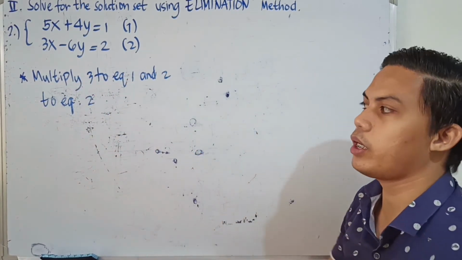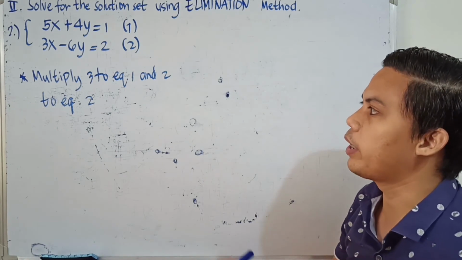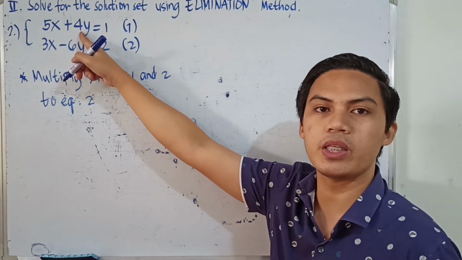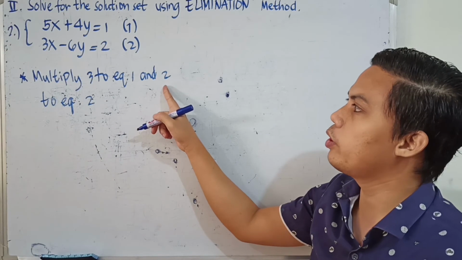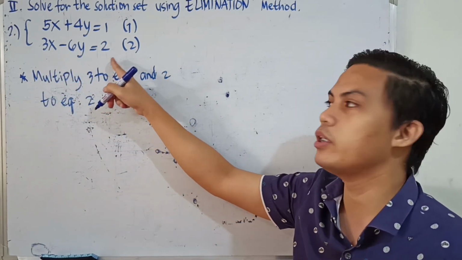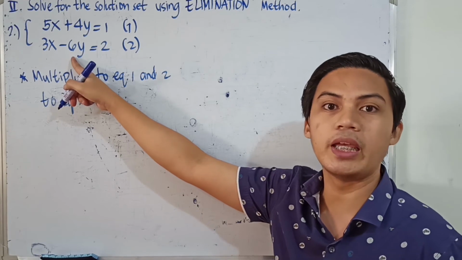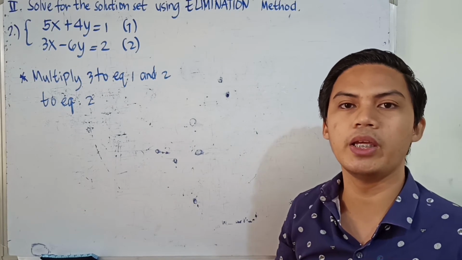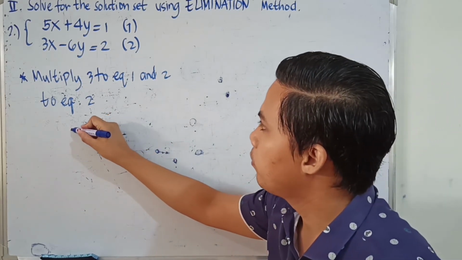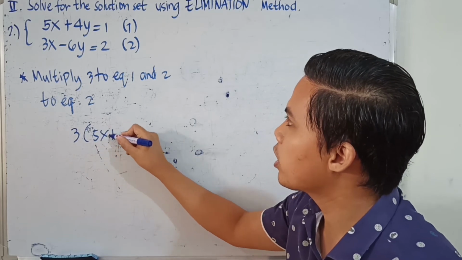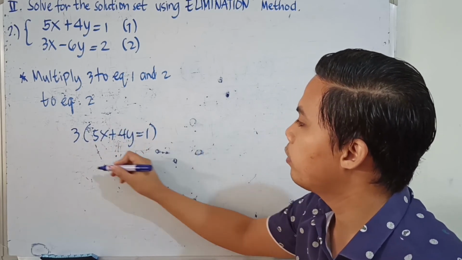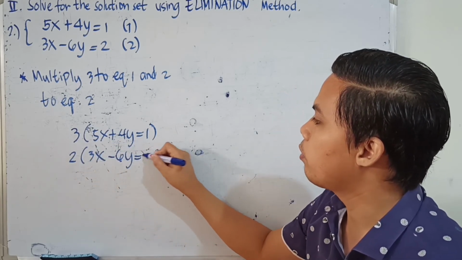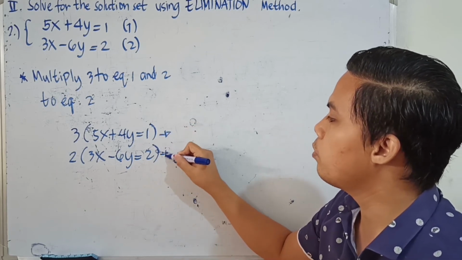Okay, so bakit 3 at saka 2 yung gusto kong i-multiply? 3 yung gusto kong i-multiply sa equation 1, nang sa ganun, yung 4y natin maging positive 12y. 2 naman yung gusto kong i-multiply sa second equation natin, nang sa ganun, yung negative 6y ay maging negative 12y. Since opposite na yung signs ng kanilang number, then I can eliminate the variable y. It will become 3 times 5x plus 4y is equal to 1 at 2 times 3x minus 6y is equal to 2.